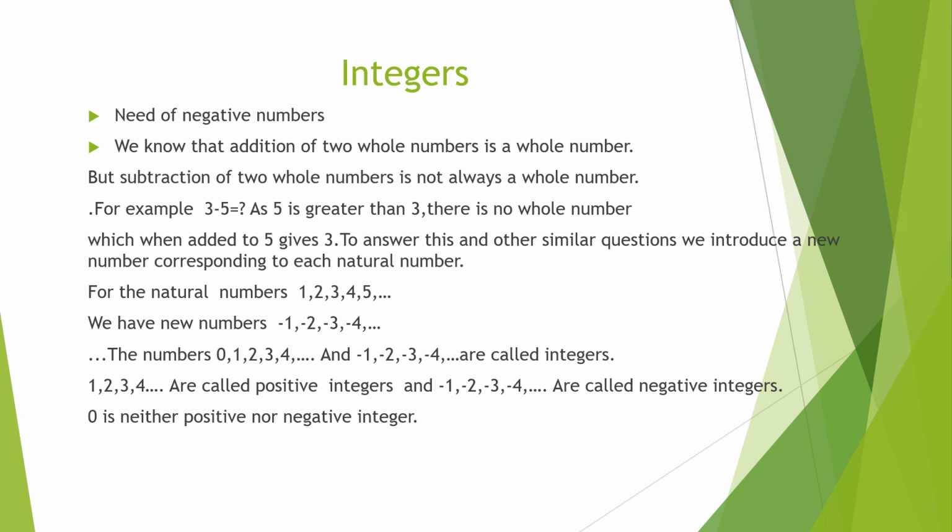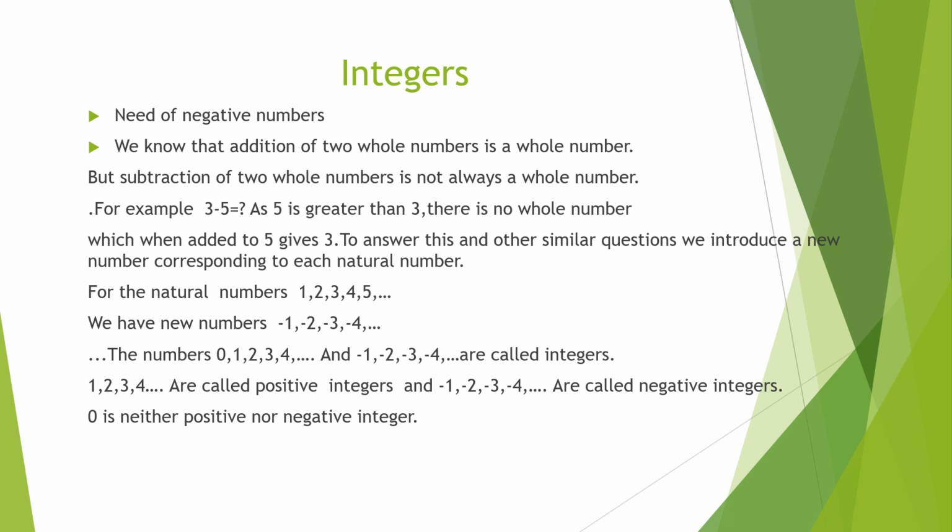But it is not true in case of subtraction. Subtraction of two whole numbers is not always a whole number. For example, what is 3 minus 5? As 5 is greater than 3, there is no whole number which when added to 5 can give 3.